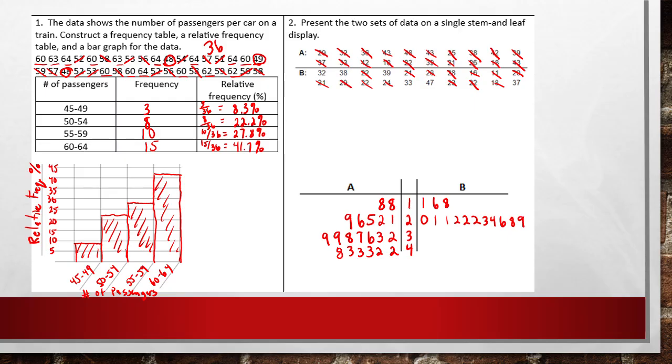So now I'm going to move to my 30s. So if I look at my 30s, the lowest one is 32. Put a 2 there. Then I have a 33. And then I have a 37. And then a 38. And a 39. And again, look at how I am lining those up. Okay, and then the only thing I have left is a 47. So this one just has the 1. Okay, and that's all you're asked to do, just make a stem and leaf plot. I'll give you a minute if you need to finish writing that down.